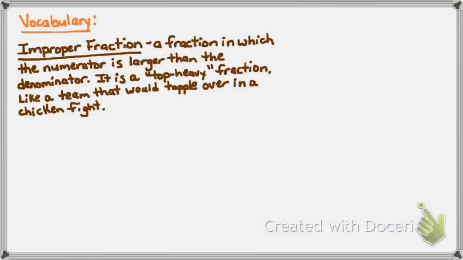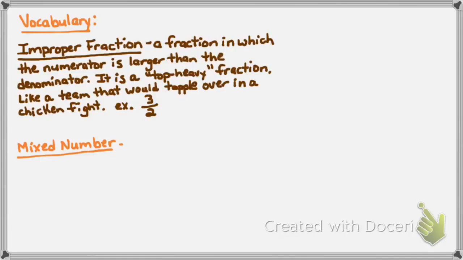Just like a top-heavy partnership in a chicken fight where the top person topples over into the pool, the same thing happens with a top-heavy improper fraction. The top fraction will topple down. We'll see that in a few minutes. 3/2 would be an example of an improper fraction because the numerator is larger than the denominator.